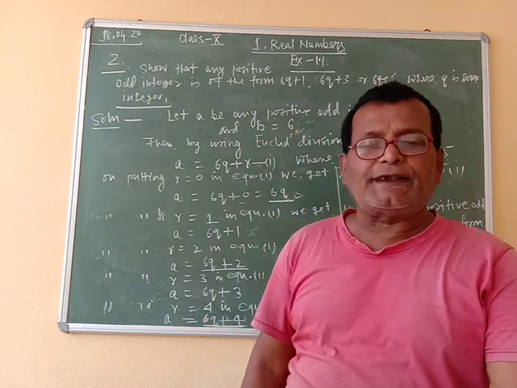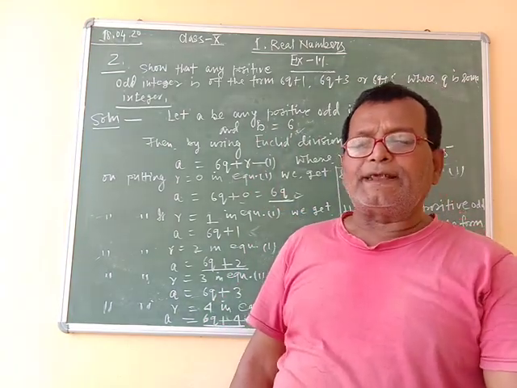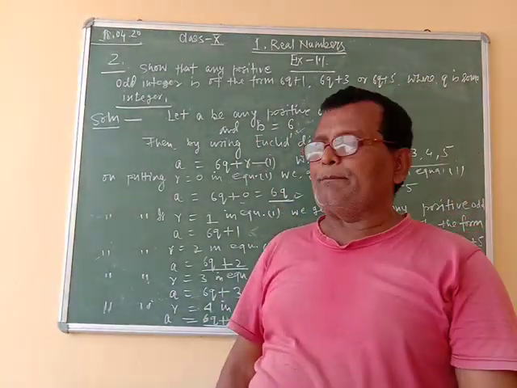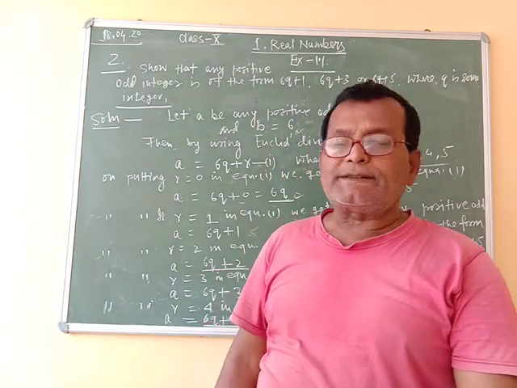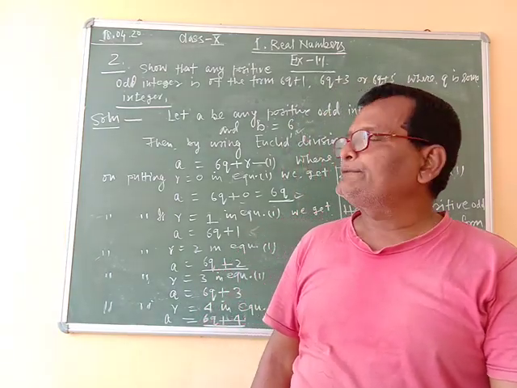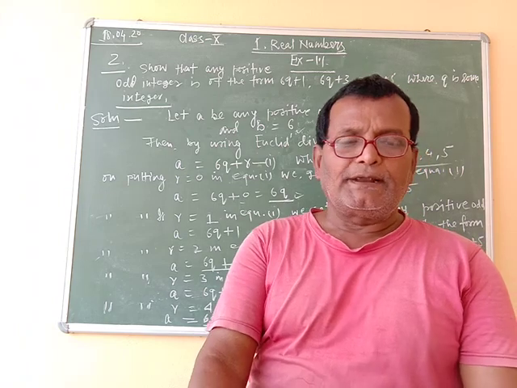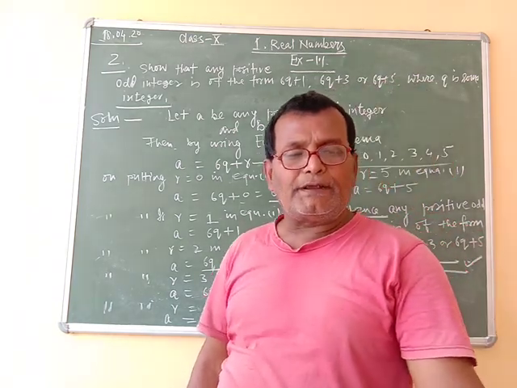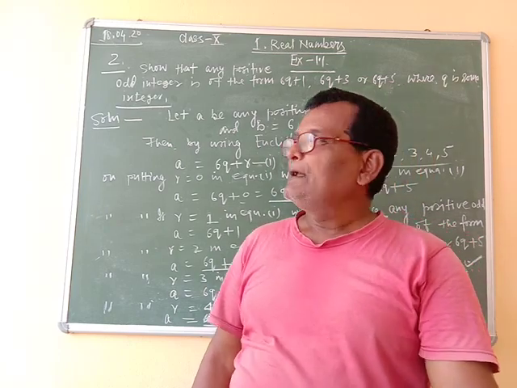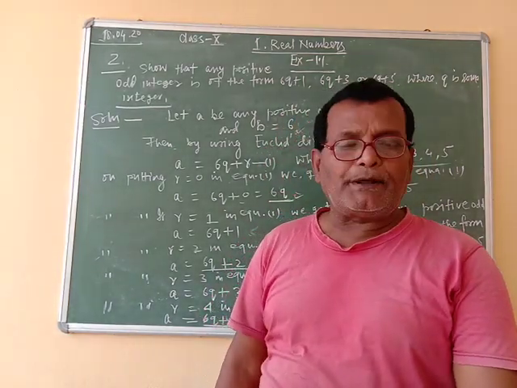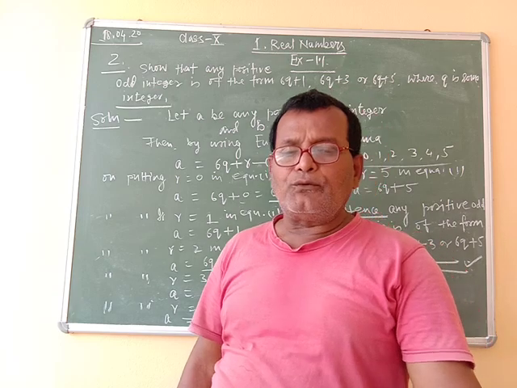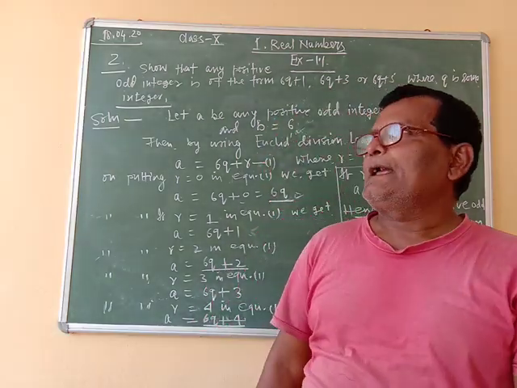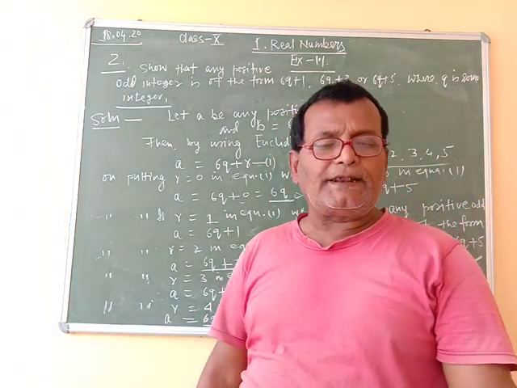This is your question. Any army contingent of 616 members is to march behind an army band of 32 members in a parade. The two groups are to march in the same number of columns. What is the maximum number of columns in which they can march? I explain this question in Hindi.